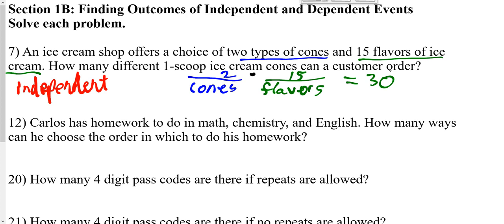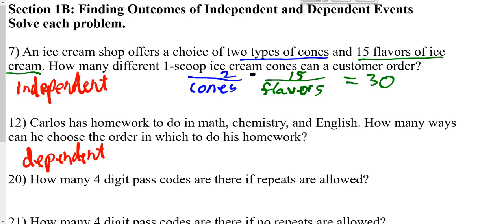So down below on number 12, we're doing homework here. We have math, chemistry, and English. So here, if you do, say, math first, it does affect options for what you do second. Because when you look at what to do first, you have three choices. But once you've done your one subject and studied that, you only have two choices next. So that means this is dependent. What you do to begin with does affect what you can do second.